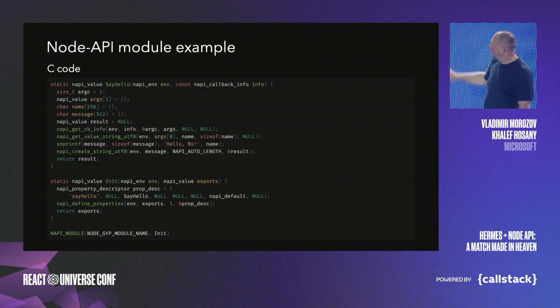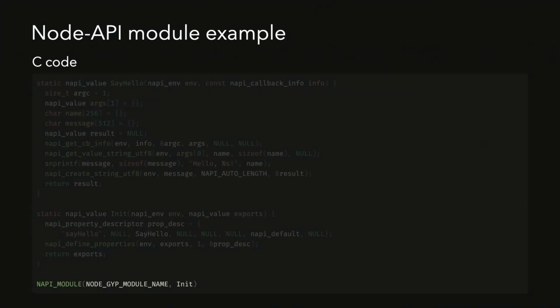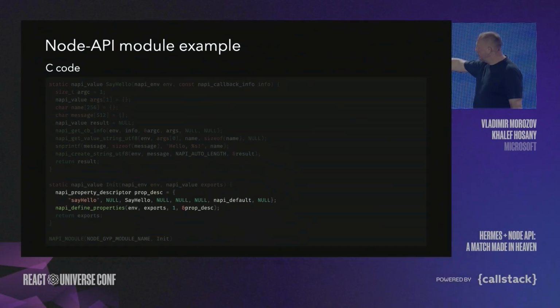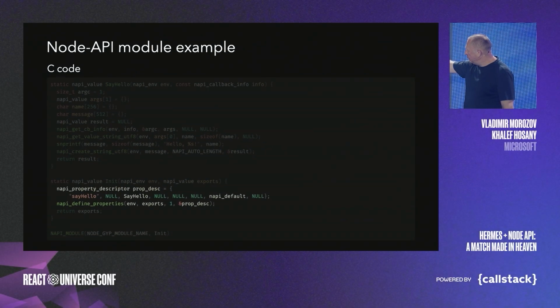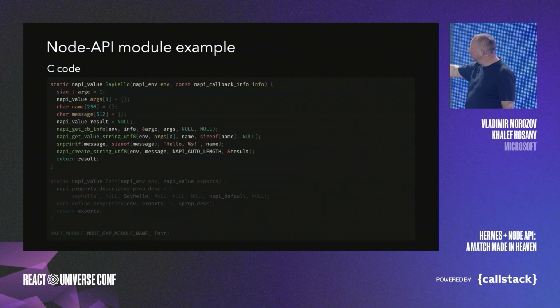It's just a quick example of a very simple Hello World Node API module. On the bottom, we see this special macro, which helps us to register the module. It calls this special init method. The init method can be used to initialize exports from our own module. You can think about it like CommonJS modules. You typically assign exports or return exports. So in this case, we just assign this say hello property, and we assign a say hello method, which we see here.